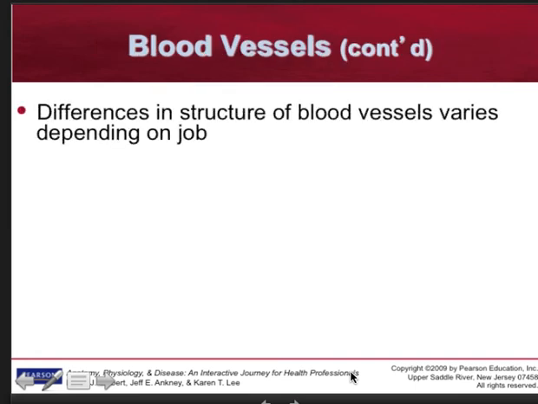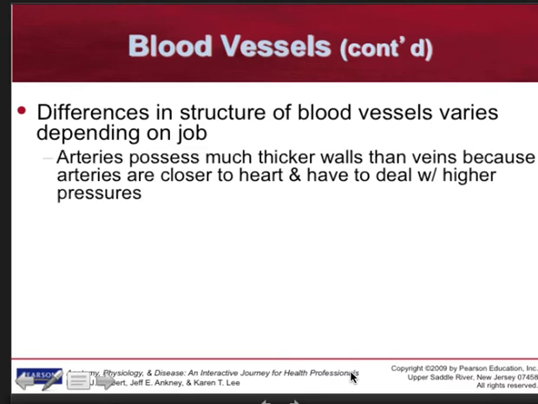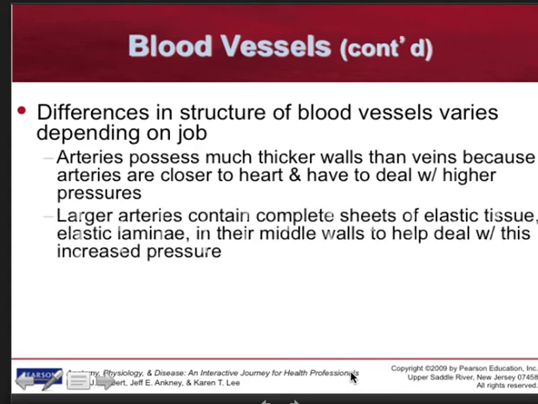Okay, the differences in the structure of blood vessels vary depending on the job that they do. The arteries, as we've already said, are thicker than veins because their tunica media is more extensive. They also have to deal with blood under a higher pressure because they're generally closer to the heart. The larger arteries have complete sheets of elastic tissue, lamina, and in their middle walls, a lot of smooth muscle tissue to deal with the increased pressure.